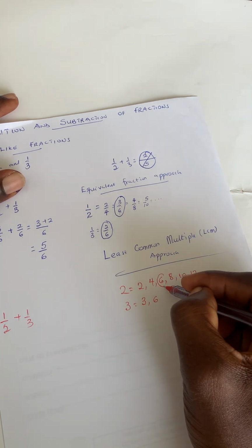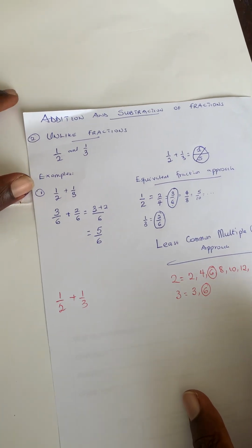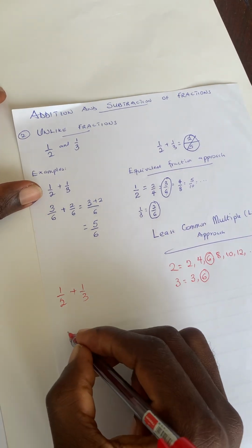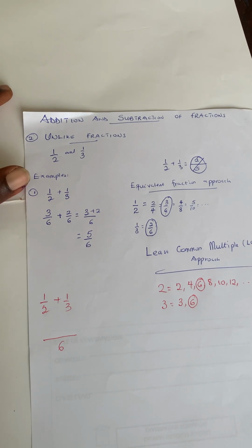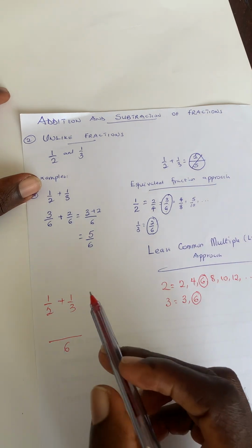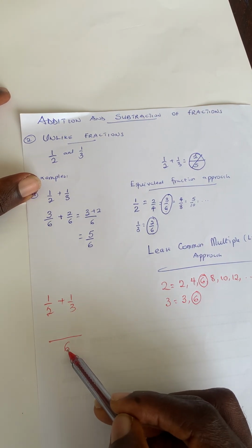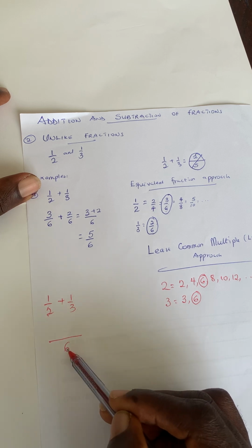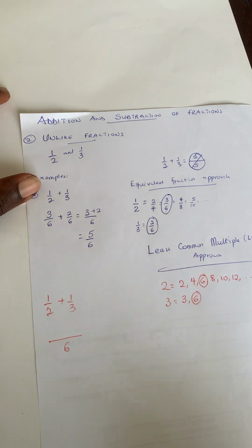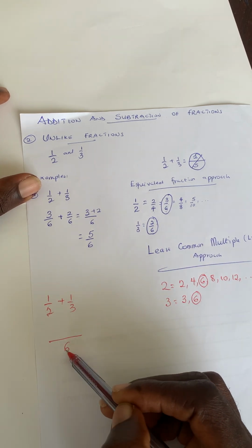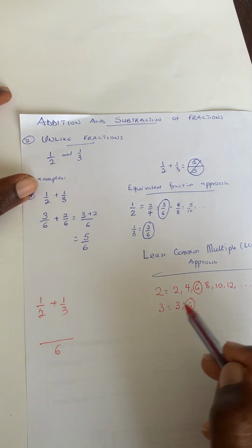So we're going to select 6 as our common denominator. Now, the next thing to do is to check the number of times each denominator will divide the least common multiple: the number of times 2 will divide 6, and the number of times 3 will divide 6. You can see that 2 divides 6 3 times, that is 1, 2, 3. So 2 divides 6 3 times.